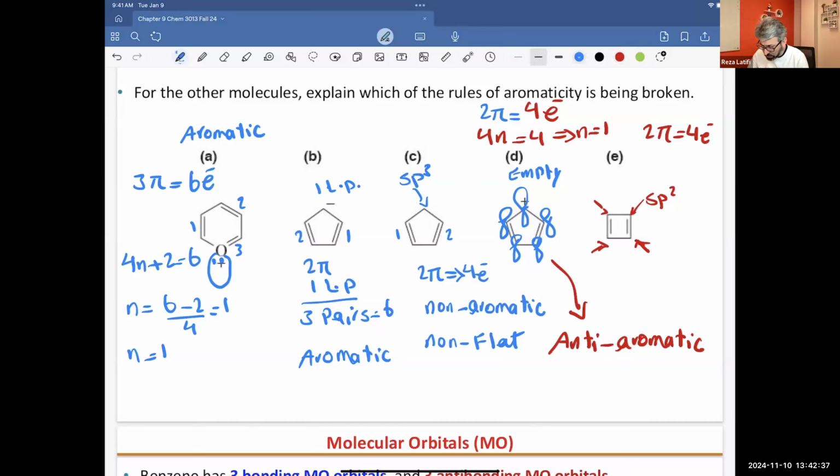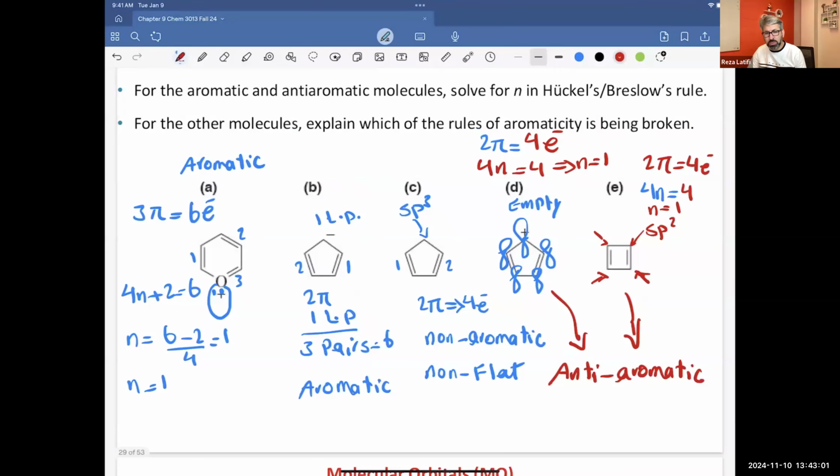Number of electrons equal to 4. So we are following 4n, and we have 4 electrons. In this case, n is going to be equal to 1. So this molecule also will be anti-aromatic. So A and B are aromatic. C is non-aromatic, and D and E are anti-aromatic compounds.